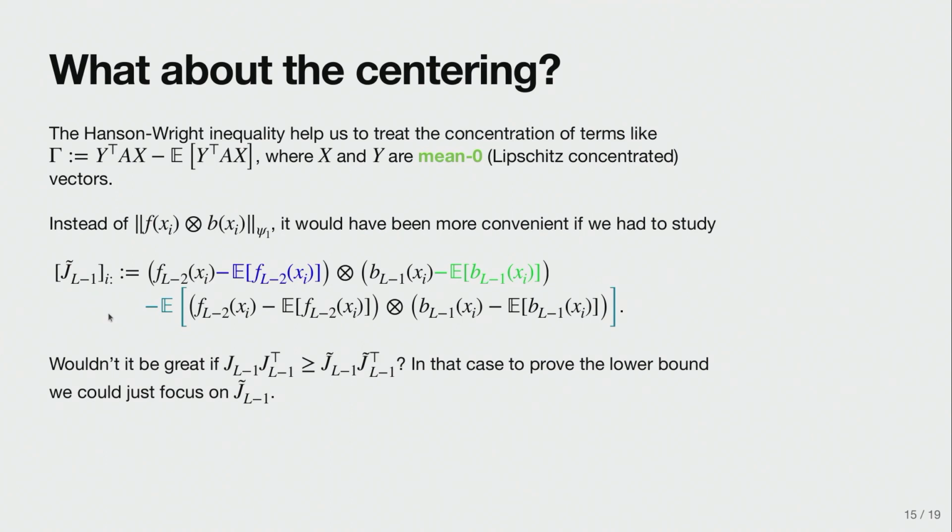Well, if we can prove that the original Jacobian is lower bounded in spectrum by this centered Jacobian, then we're done, because we just prove our bounds on J tilde, and then these bounds are going to be meaningful even for J. And this is exactly what we do in a very long proof, but it works, or at least it should. So to recap, what is the sketch of proof?